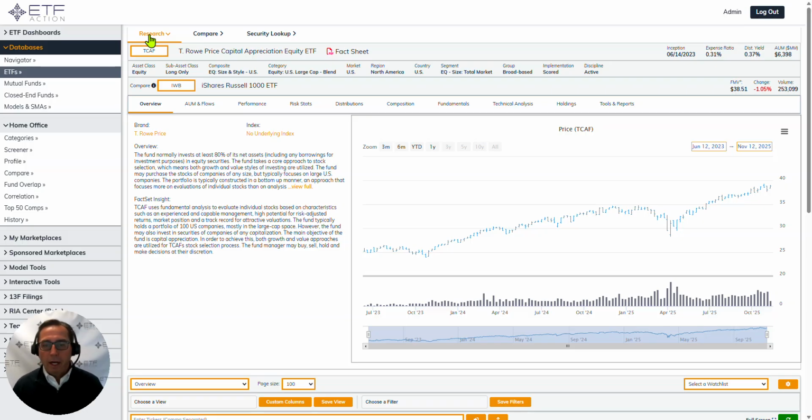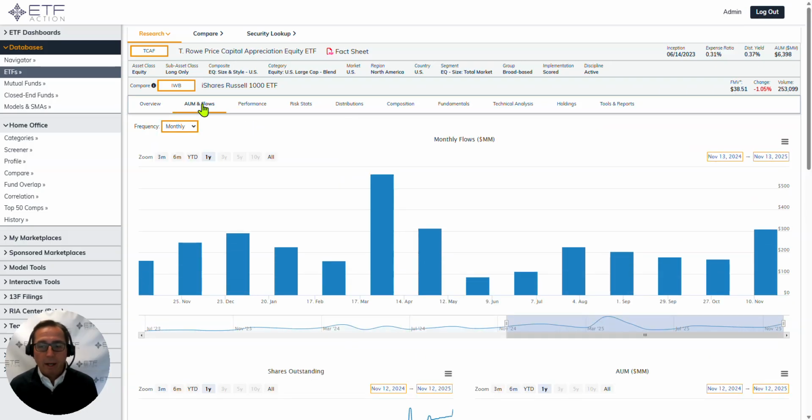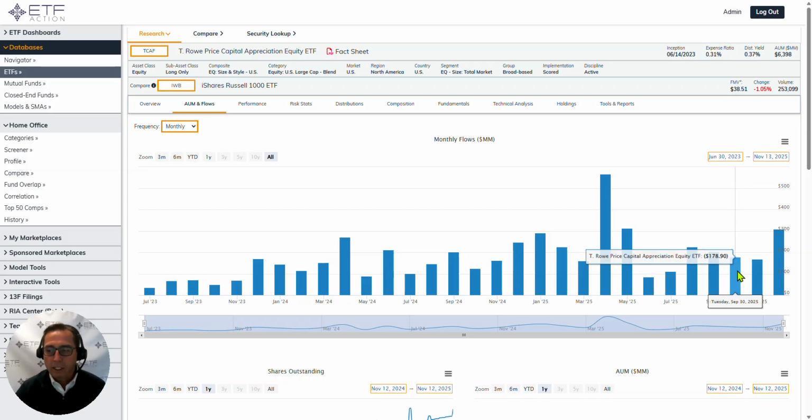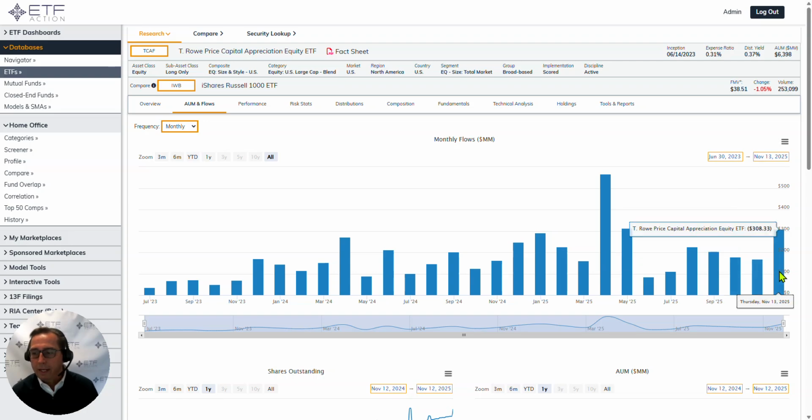So on that note, I also wanted to show you the AUM and flows, and I wanted to point out something. First, when we go into the AUM flows tab here on the research page, you can see this has just been steady Eddie, right? T. Rowe Price is one of the largest asset managers in the world. They've been managing active mutual funds for years. The same management teams are managing this product. So not surprisingly, a very consistent flow of data coming in here.